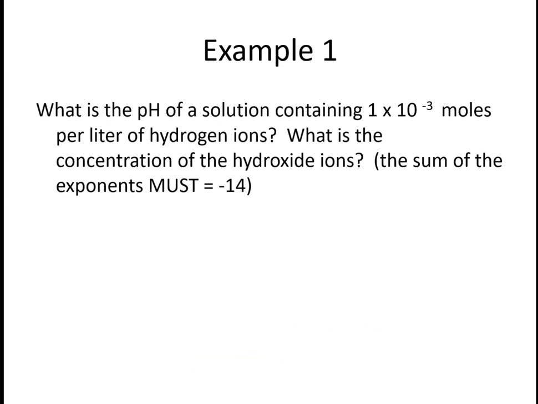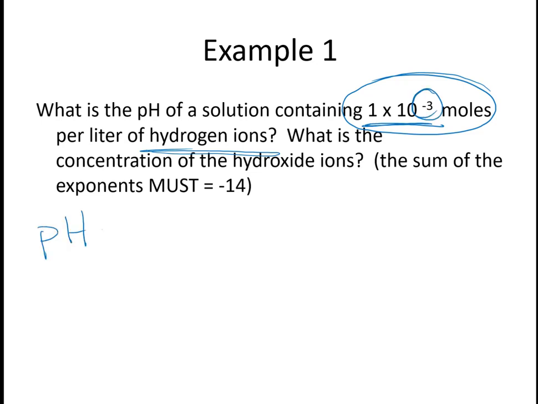So here's an example we'll do together. What is the pH of a solution containing 1 times 10 to the negative 3 moles per liter of hydrogen ions? What is the concentration of the hydroxide ions? The sum of the exponents must equal negative 14. So here's how we would work that out. If we have 1 times 10 to the negative 3 moles per liter of hydrogen ions, that's our concentration. If our exponent here is negative 3, that means that our pH is 3.